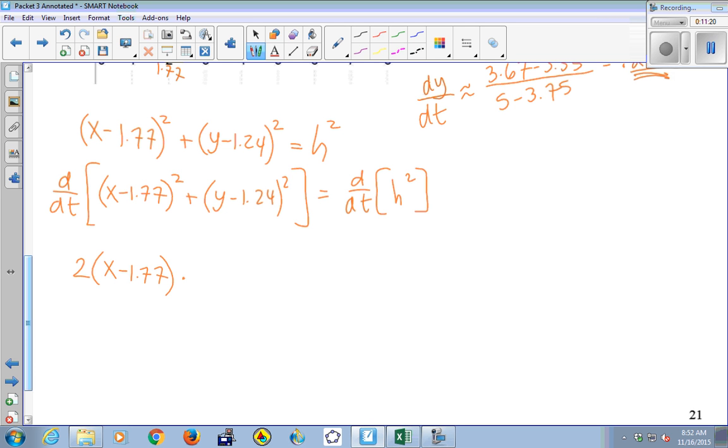But then I have to multiply by the derivative of the stuff. It's not 1, it's dx dt, right? Because the independent variable is t. So the derivative of x is not just 1, it's dx dt. Then we do the same thing on the next term. So I bring the 2 down, (y minus 1.24) to the first, times the derivative of the stuff inside, which in this case is dy dt. Do the same thing to the h squared. It becomes 2h times dh dt.